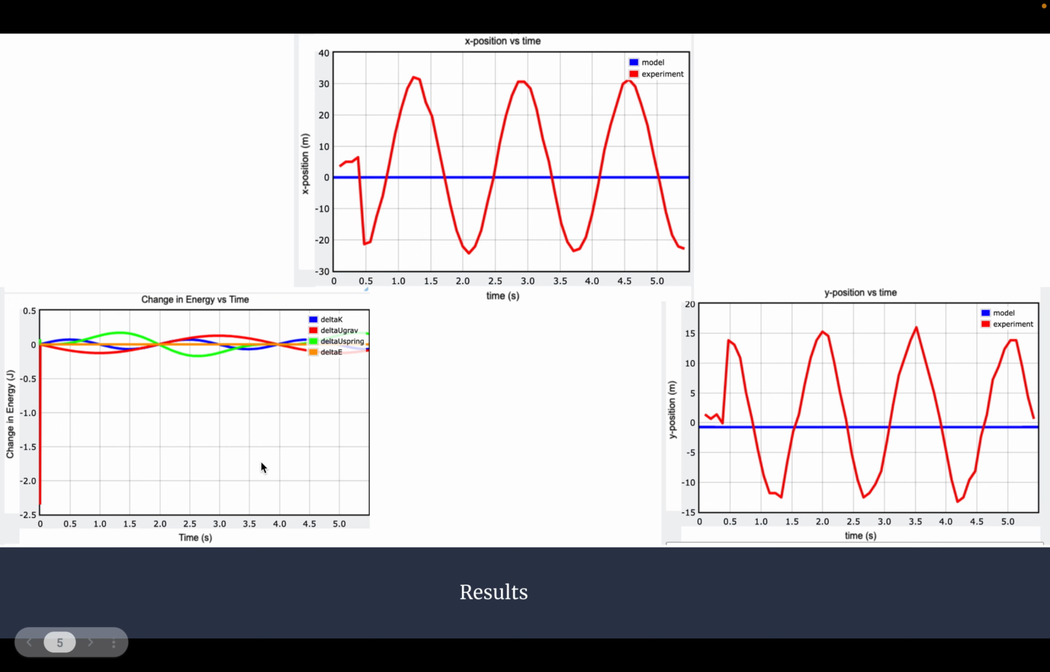So here you can see is the change in energy versus time graph. And you can see here all the different colors of all the different energies that were calculated, like kinetic energy, gravitational potential energy, spring potential energy, and delta E is the total energy. And you can see that it is a straight line at 0. And so here is the X position versus time graph, and this is the Y position versus time graph.